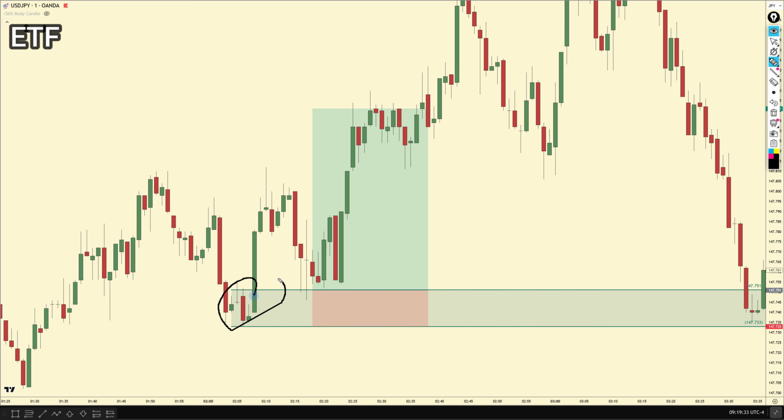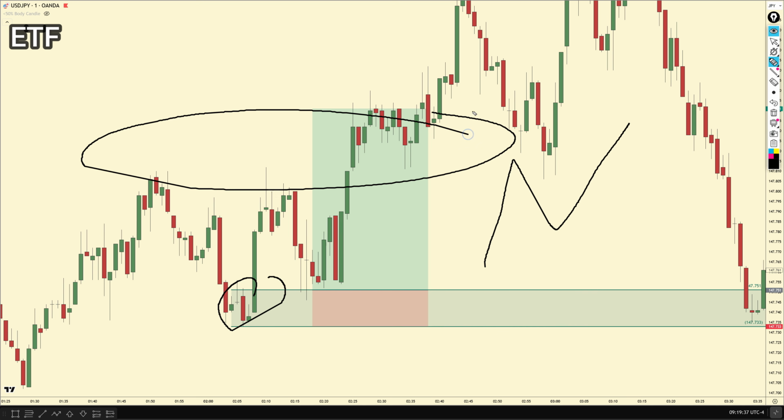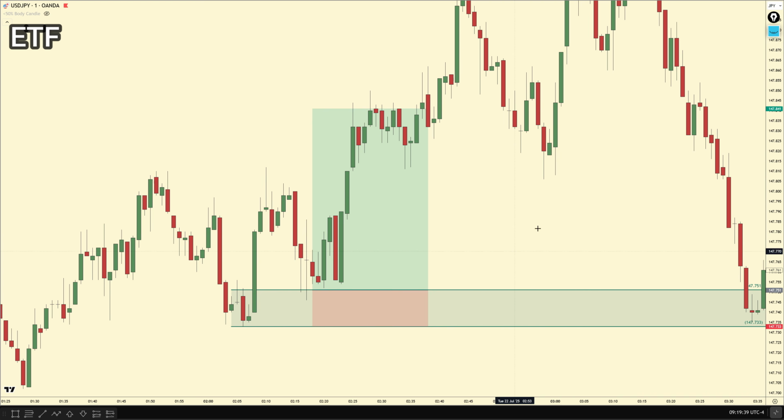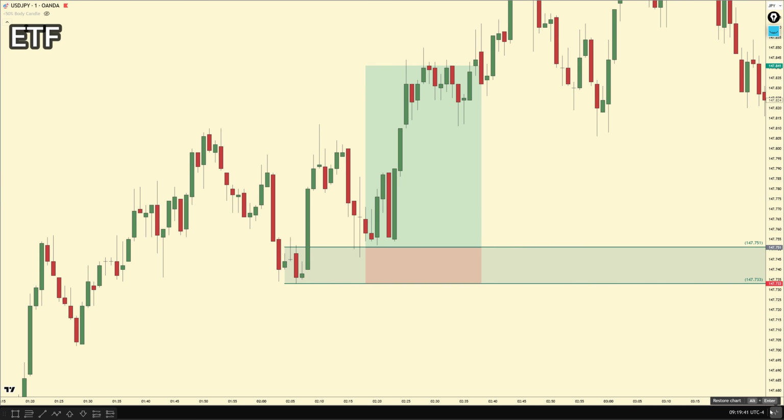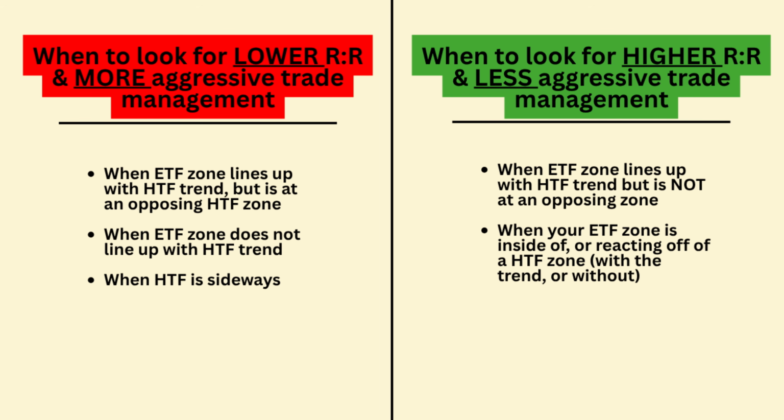Our entry time frame zone lined up with our higher time frame upward trend, and there was no opposing supply on the higher time frames that was coming in control. That is the first example of when you can expect a higher risk reward and be less aggressive with your trade management. Okay, now we are going to talk about the second time where you could expect a higher risk reward and be less aggressive.